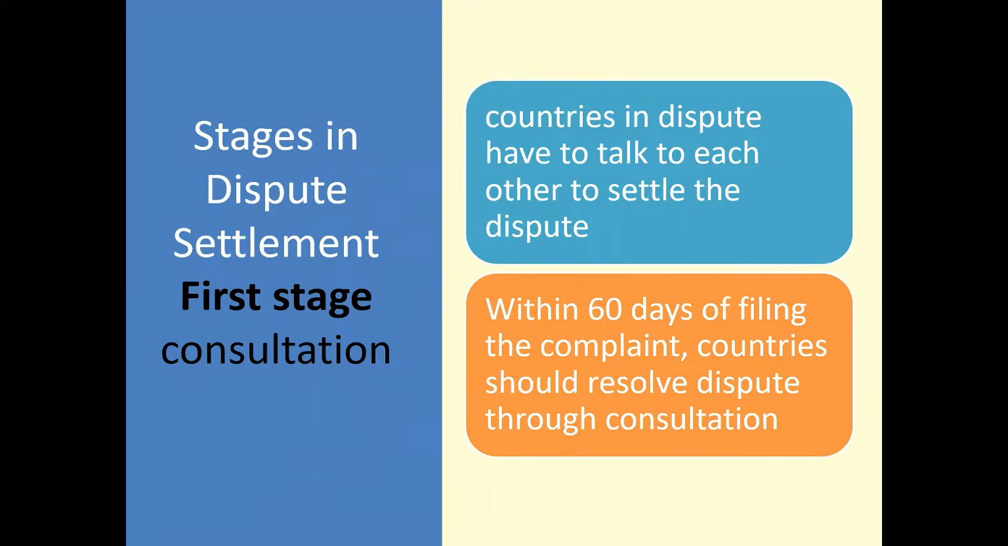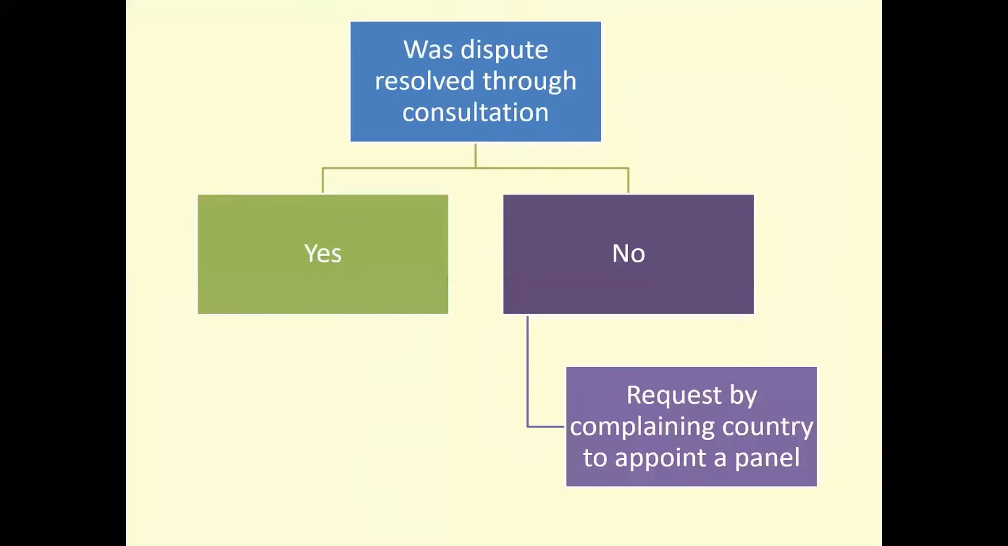First stage in dispute settlement mechanism of WTO is consultation, which means that the countries in dispute have to talk to each other to see if they can settle their differences by themselves. Within 60 days of filing the complaint, countries should resolve dispute through consultation. If dispute is not resolved through consultation, complaining country can request to appoint a panel.